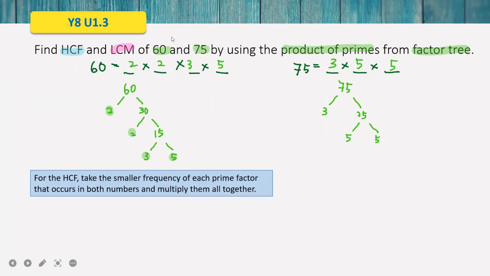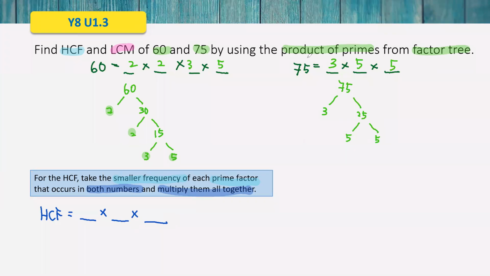There are some rules. To find highest common factor, I'm going to take the smaller frequency of each prime factor. Smaller frequency. Highlight this: smaller frequency of each prime factor that occurs in both numbers, and multiply them together. So my HCF would be the multiplication of the smaller frequency of each prime factor that exists in both. Let me show you how.